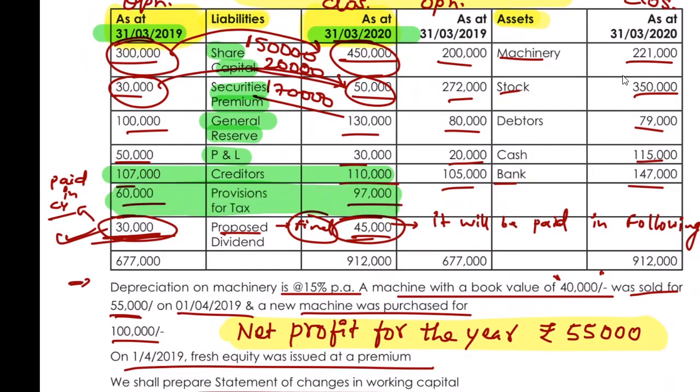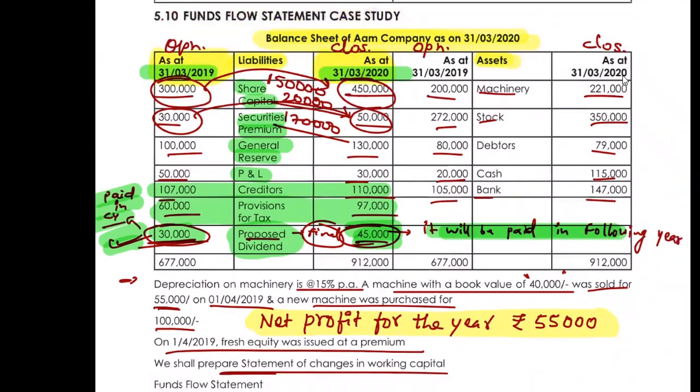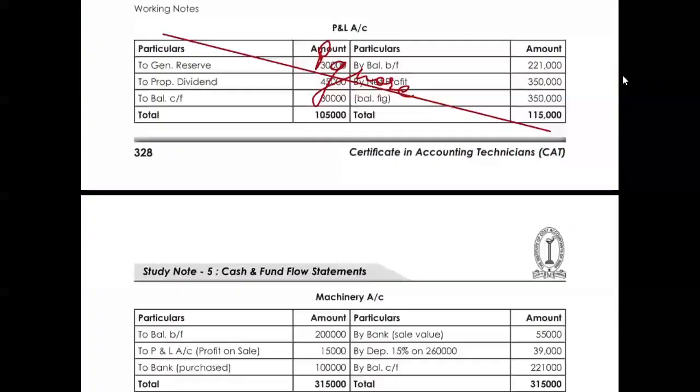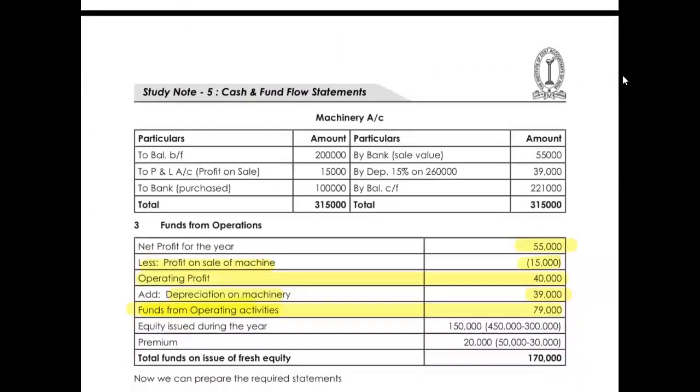Okay. Dividend is nothing but it is proposed right now. So 30,000 is paid. That liability is gone in the current year. And now we have a new liability of 40,000. This is also a part of profit, which is not paid in the current year, but it will be paid in the following year. That is why it is not included in the statement of changes in working capital.